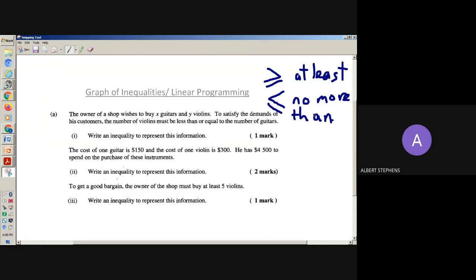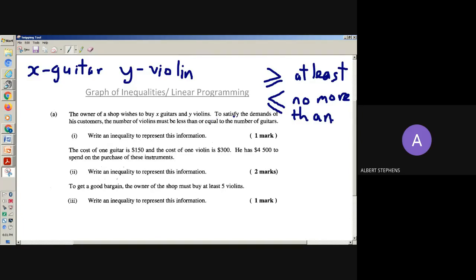Let's read this question. It says the owner of a shop wishes to buy X guitars. So X represents guitar, and Y represents violin. By the way, can anybody play a guitar? Probably in a church band. So X represents guitar, Y represents violin.